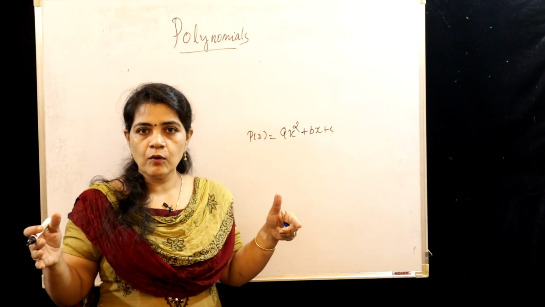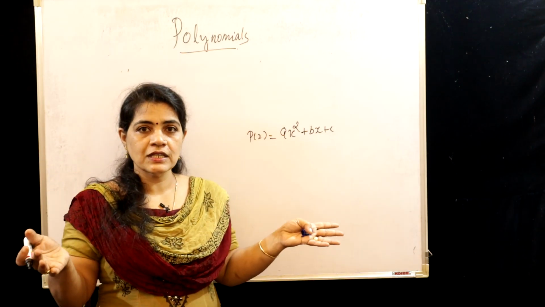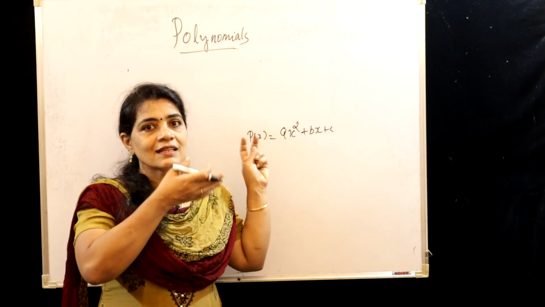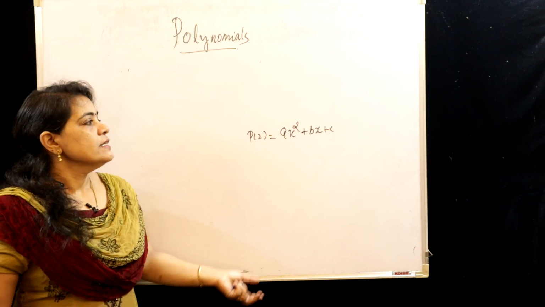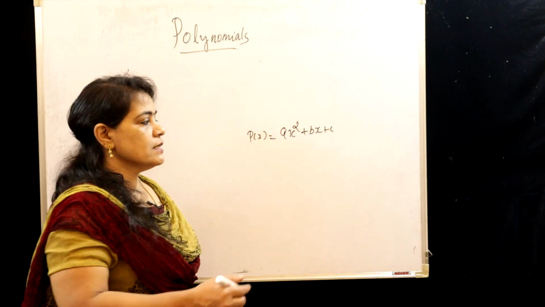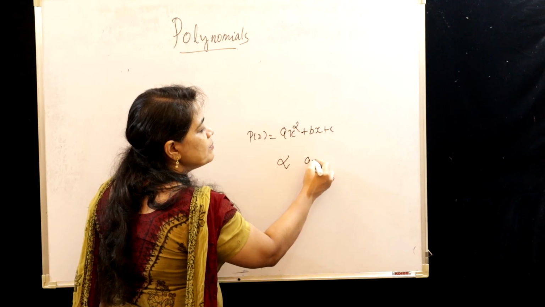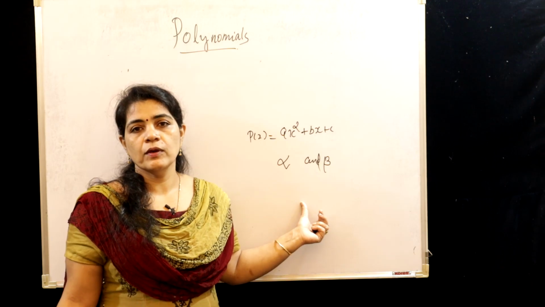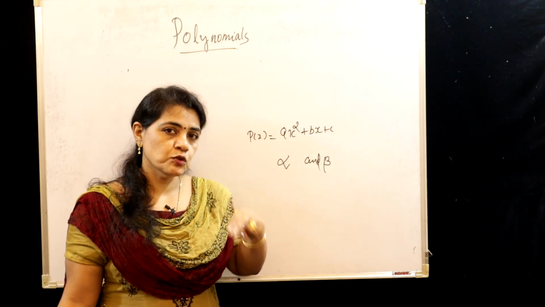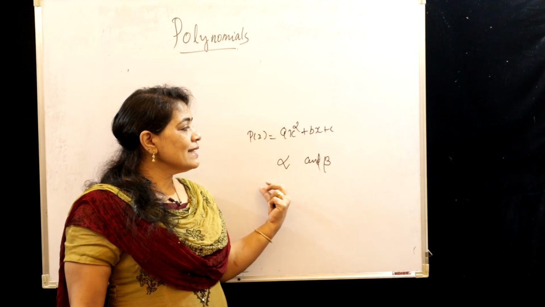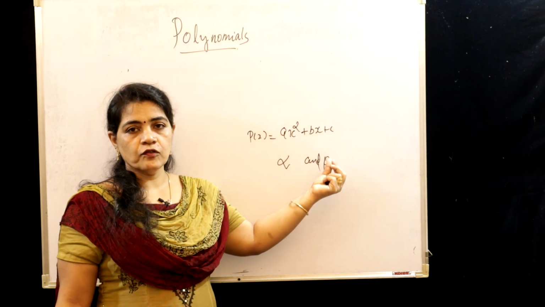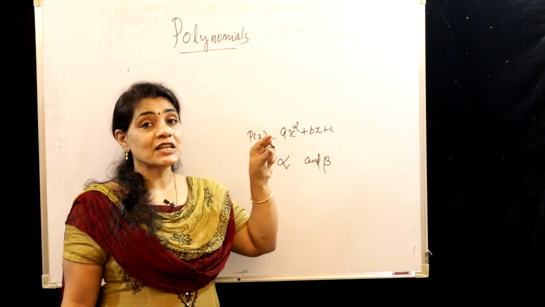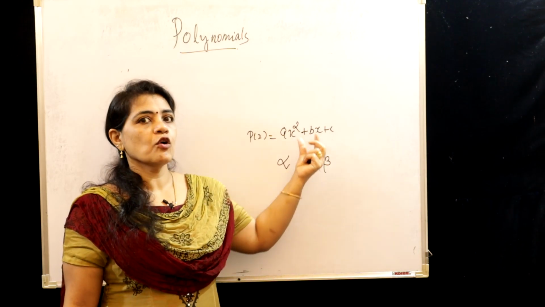Or the graph is a parabola and it intersects the x-axis at 2 points, and the x coordinates will give you the zeros of the quadratic polynomial. These are the things we have discussed so far. Let these zeros be represented by alpha and beta. Alpha and beta are the zeros of the quadratic polynomial, only 2 zeros. And you can relate this with the coefficients of the polynomial. That is the relationship between the zeros and the coefficients.